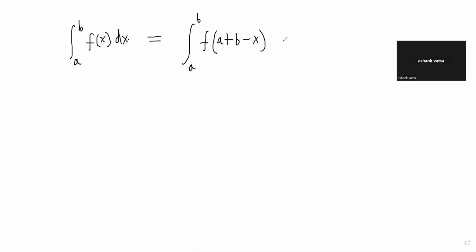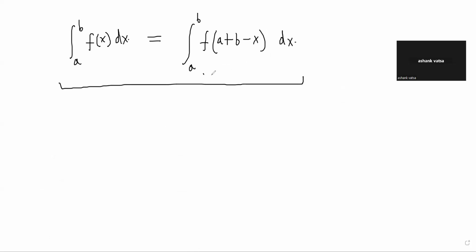Now, there are a couple of important properties of definite integrals that you need to know. For example, if you have the integral from a to b of f of x dx, this will be the same as the integral from a to b of f of a plus b minus x dx. This is one of the most important properties. So how do we prove this?